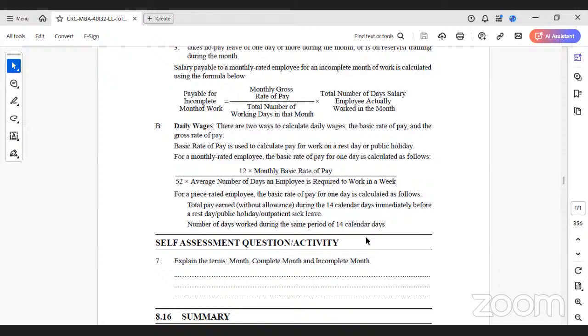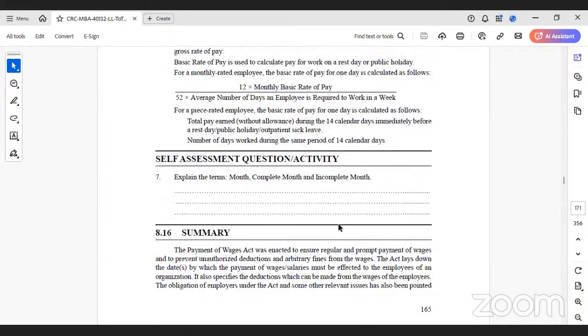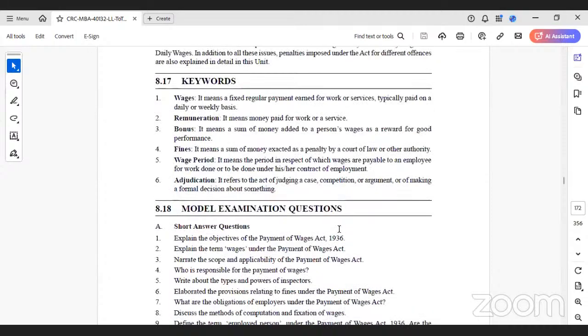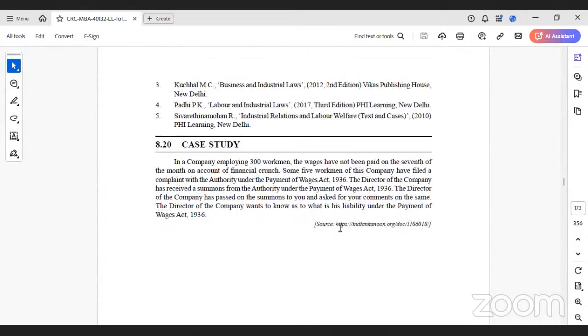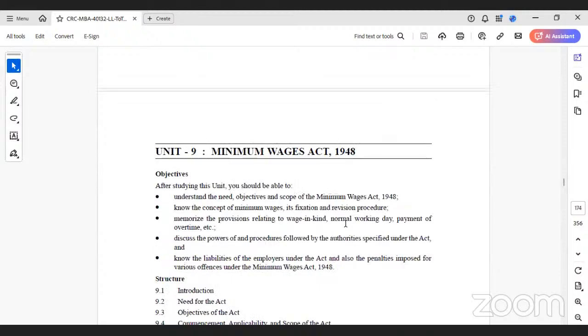So total pay earned without any allowance during the 14 calendar days immediately before the rest day or public holiday, or outpatient sick leave. And this would be the pay for one day. And this is how they try to calculate the wages, and the payment of the wages is decided.